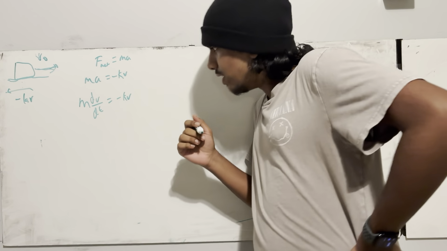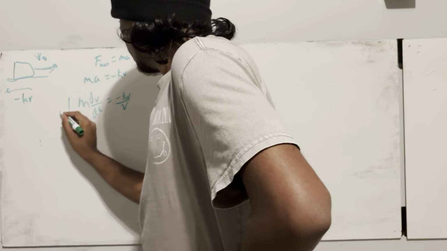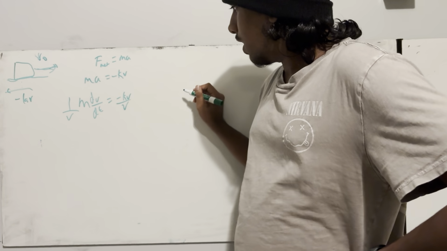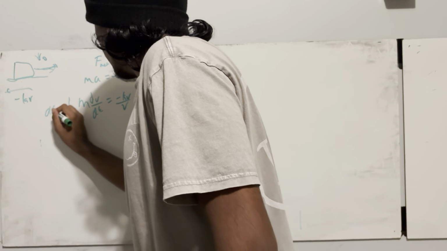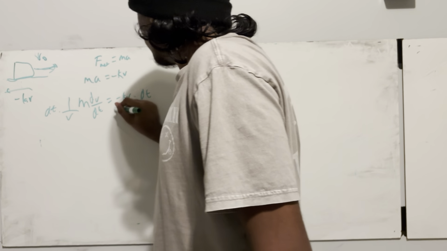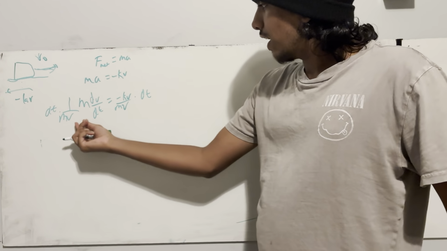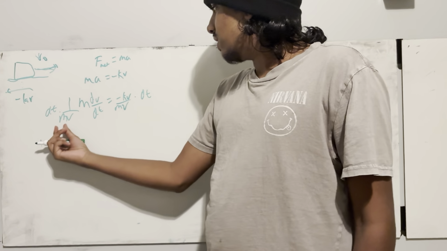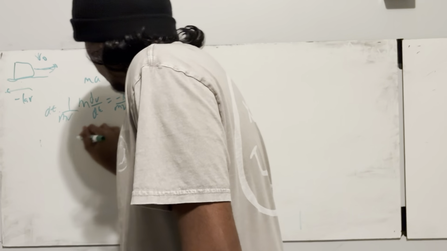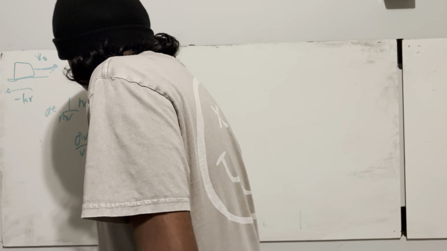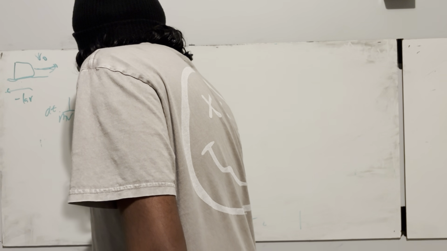So what does that mean? I'm going to divide both sides by v, and I'm also going to multiply both sides by dt, and I'm also going to divide both sides by m. What basically I did is get the v's all on one side, the m's, k's, and dt's all on the other side. So what I'll be left with is dv over v equals negative k over m dt.